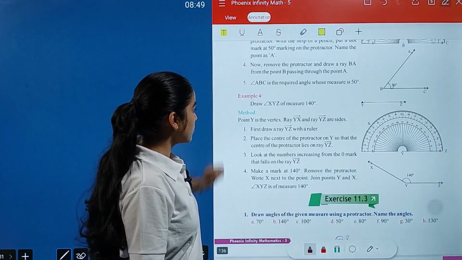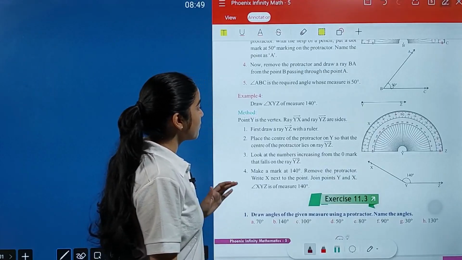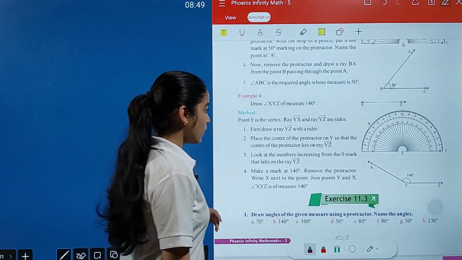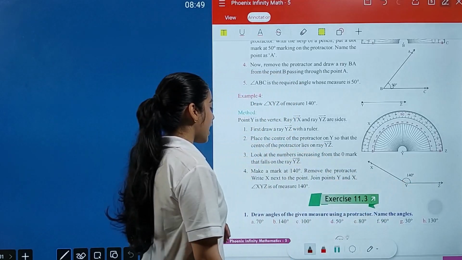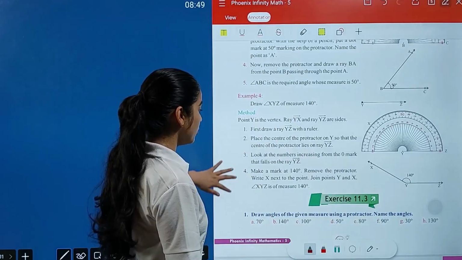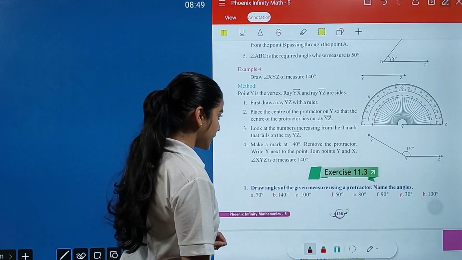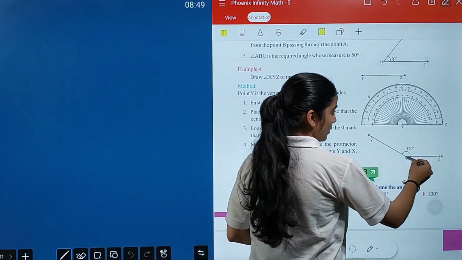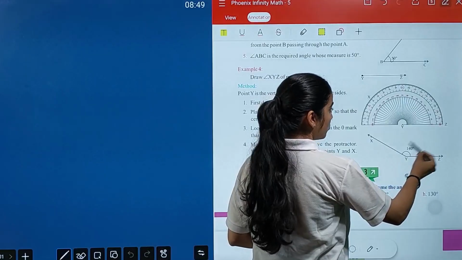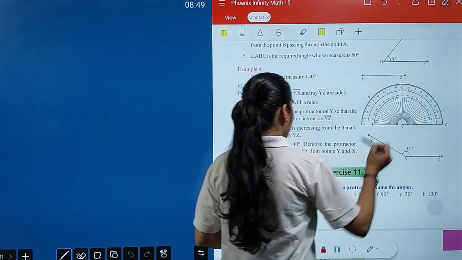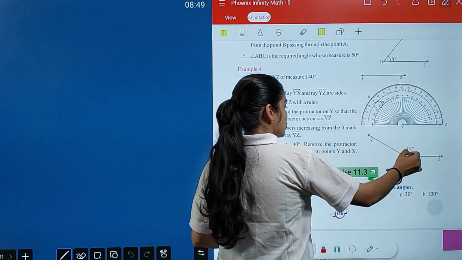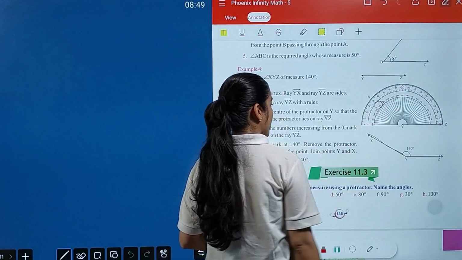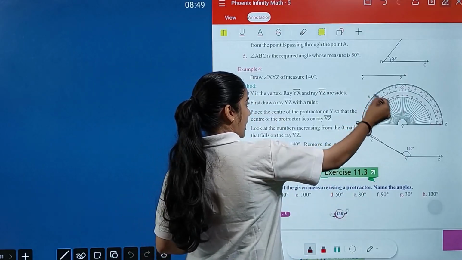Now in example 4, draw angle XYZ of measure 140 degrees. So what we do here, again we make a ray YZ. After making YZ, we have to take our protractor and place it on Y, which is our point. Now we have to see again the inner measurements and see where 140 degrees is. Just make another ray XY by putting a point like this.